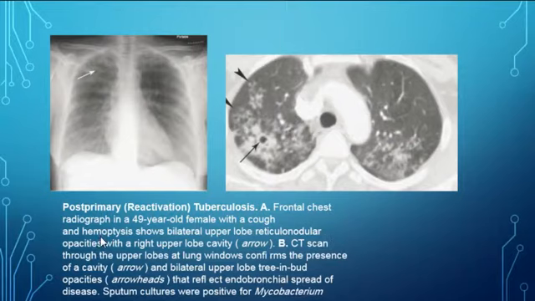Post-primary tuberculosis: frontal radiograph in a 49-year-old female with a cough and hemoptysis shows bilateral upper lobe reticulonodular opacities with a right upper lobe cavity. CT scan through the upper lobes at lung windows confirms the presence of the cavity and bilateral upper lobe tree-in-bud opacities. These tree-in-bud opacities reflect endobronchial spread of disease. Sputum cultures were positive for mycobacterium.